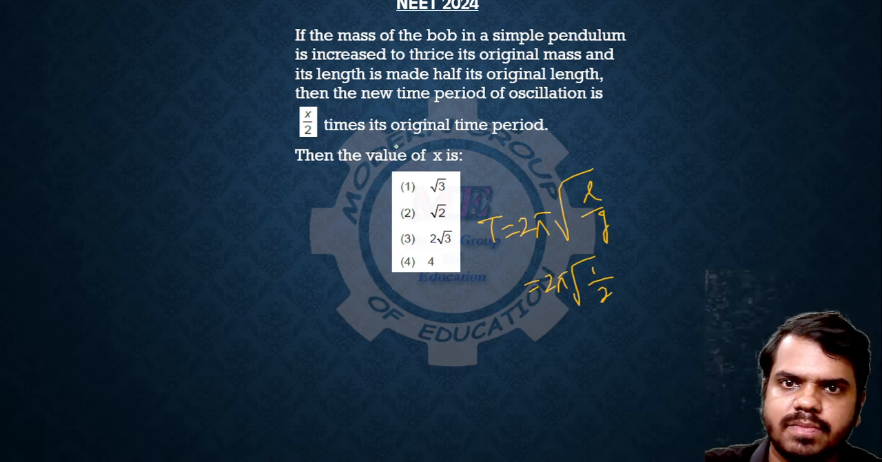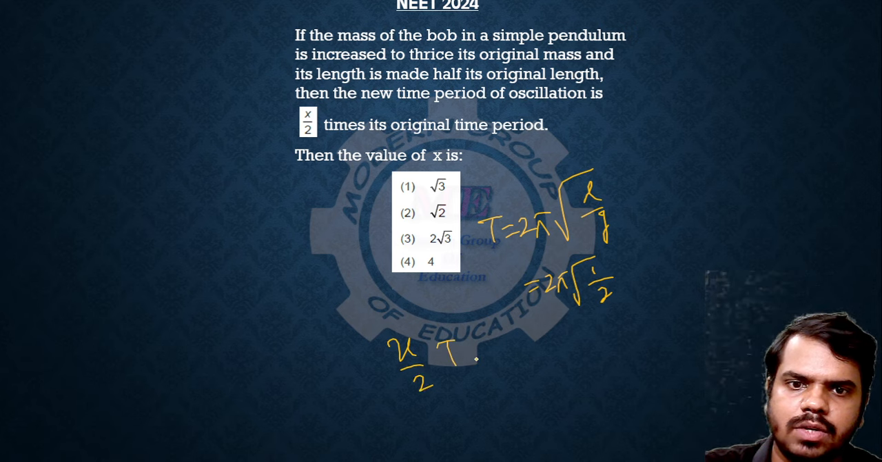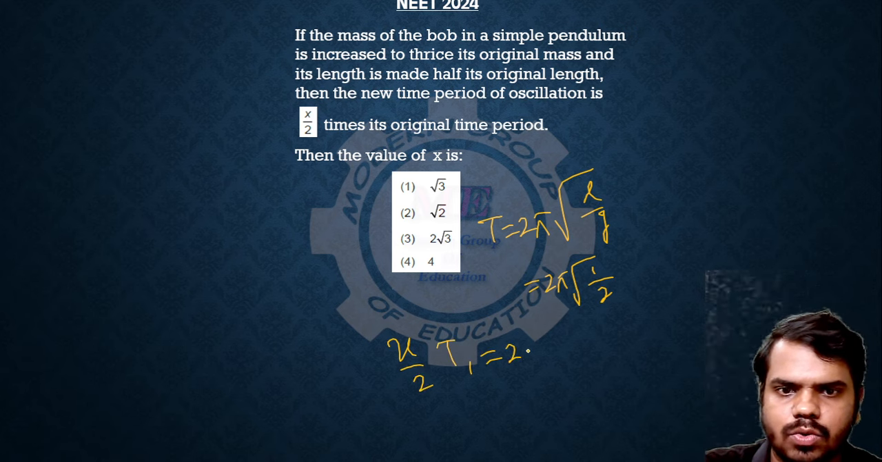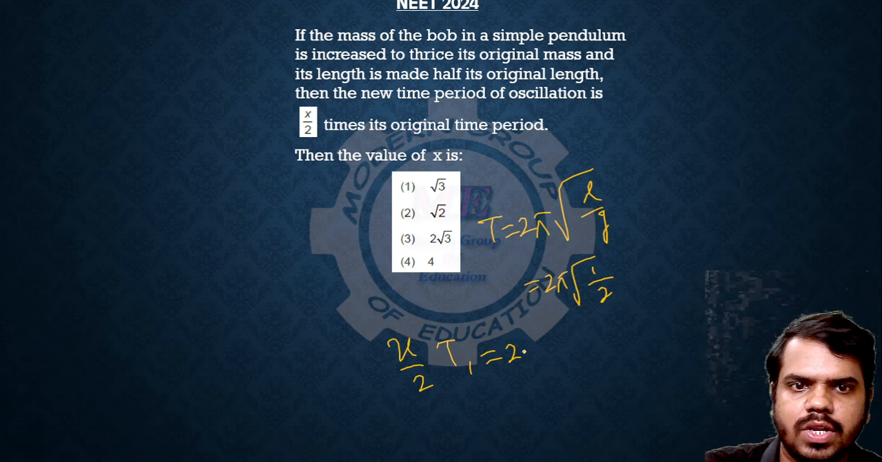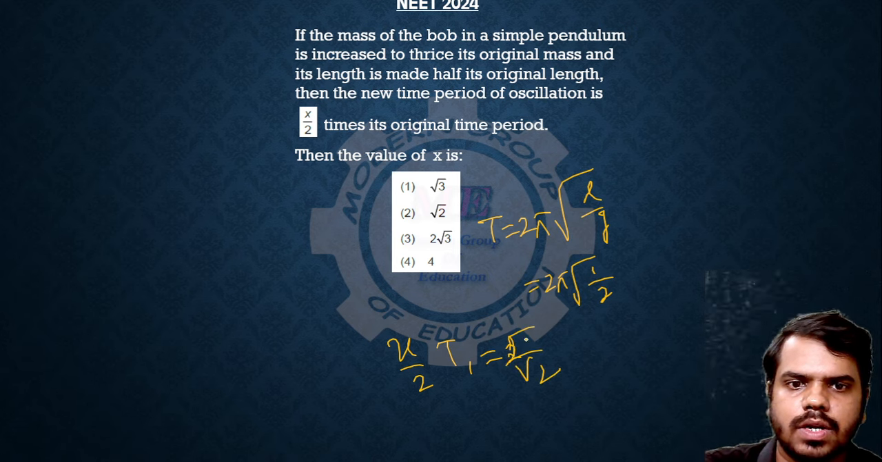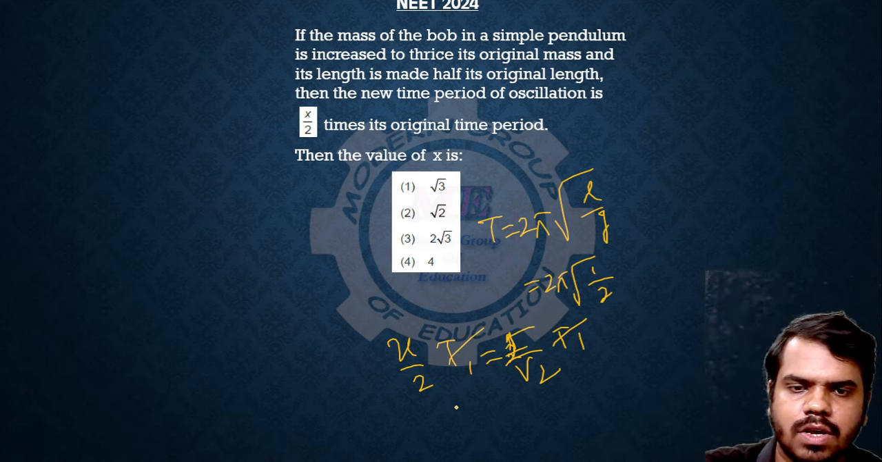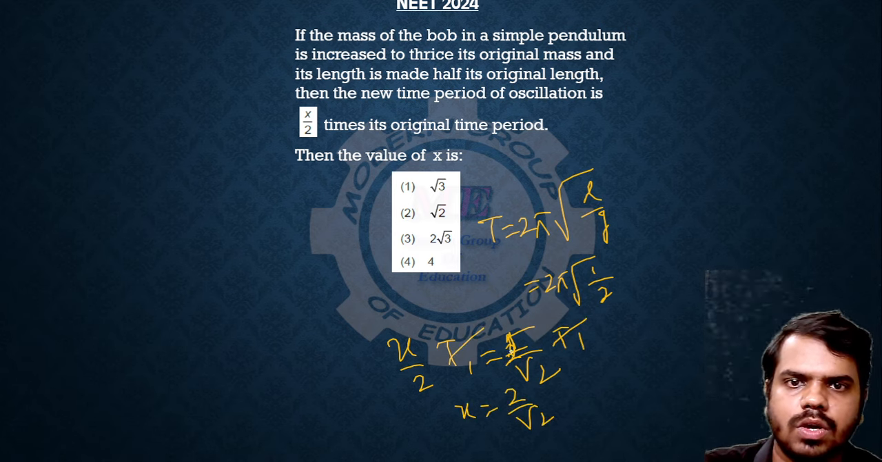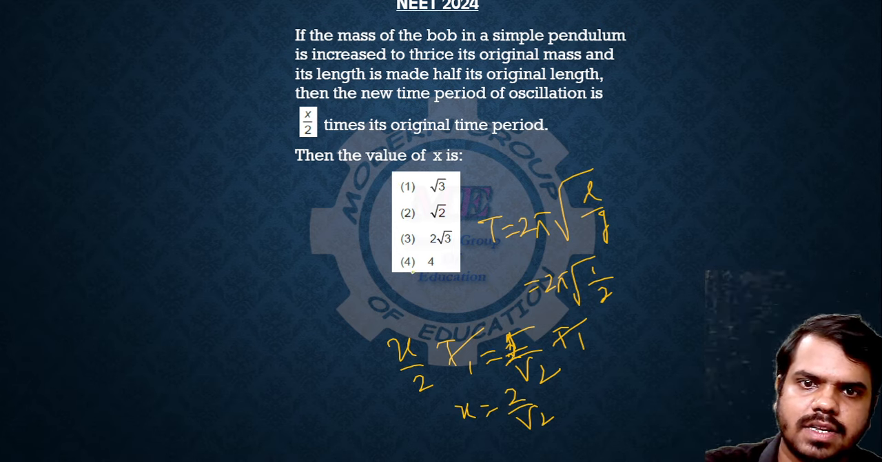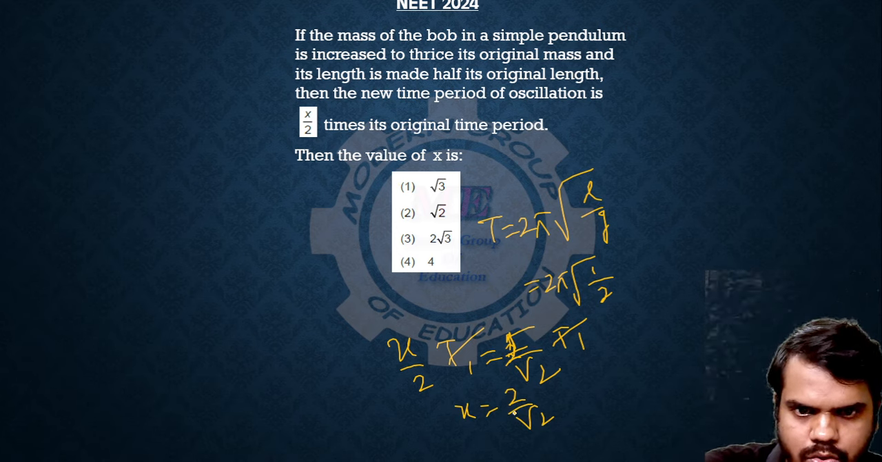Now it is x by 2 times, that means x by 2 into t1 is equal to 2 pi into x by 2 into t1 is equal to 1 by root 2 into 1 by root 2. It is 1 by root 2 into t1. Okay, it can cancel out, so x will be 2 by root 2. So we have to find the x, that is root 2.